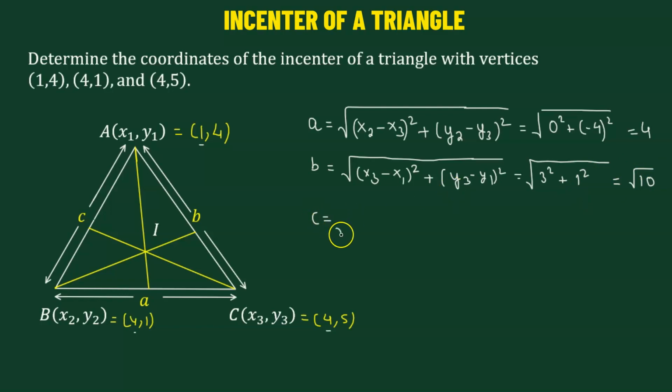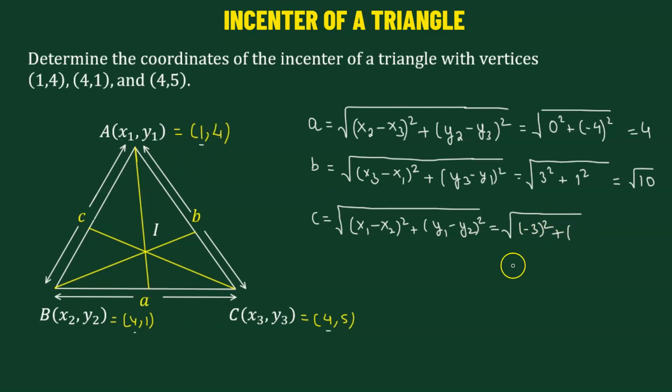Then let's find the value of c. We'll take the square root. Underneath the square root, we have the difference of the x coordinates, that's x1 minus x2 whole square, added to y1 minus y2 whole square. So we have x1 minus x2, that's 1 minus 4, which is negative 3, negative 3 squared. Added to y1 minus y2, that's 4 minus 1, which is 3, so we have 3 squared. This is going to give us the value 3 times the square root of 2. So we have successfully found the values of a, b, and c.